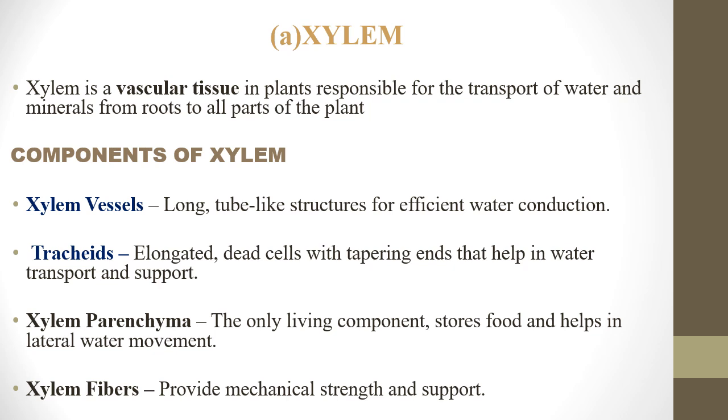Then xylem vessels. They are the main water transporters. These are wider and shorter than tracheids, forming a continuous tube. Vessels are made of dead cells with thick lignified walls. Vessels transport water faster than tracheids.